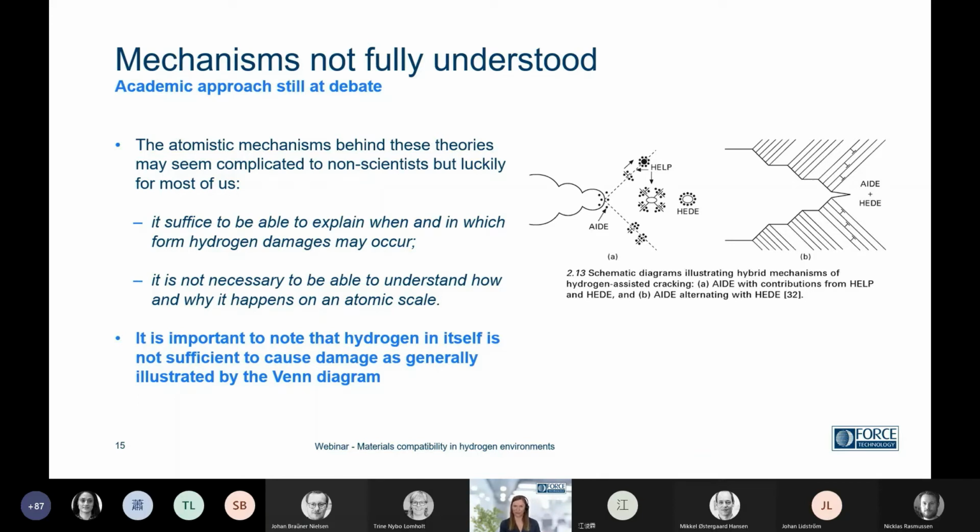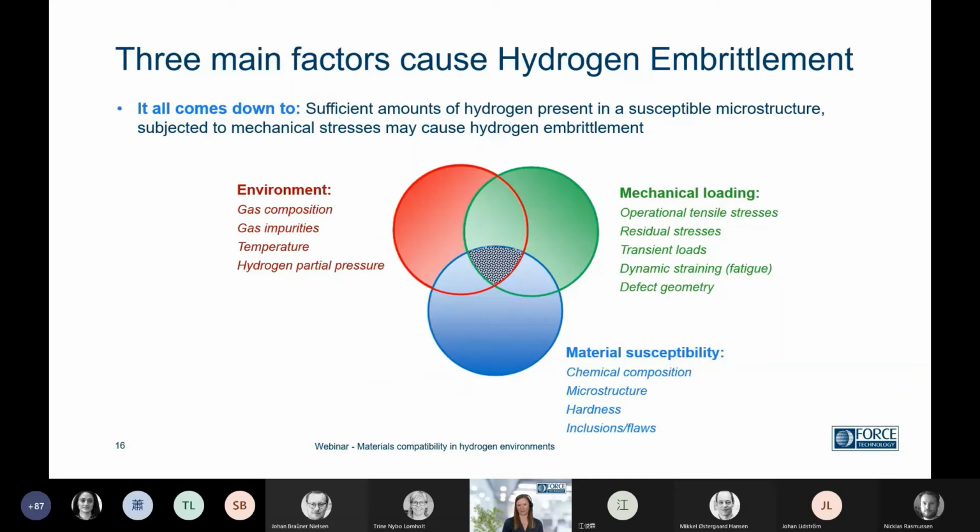And also a very important point: hydrogen in itself does not cause damage. As we can see in the Venn diagram on the next page, we need a combination of environment, mechanical loading, and a susceptible material. So if you have sufficient amounts of hydrogen in a susceptible microstructure and mechanical stresses, then you may have damage. If you have a very susceptible material, it may take less mechanical loading or a less severe environment to cause damage. Otherwise, if you have extreme hydrogen charging, then a less loaded specimen or component may actually be damaged.